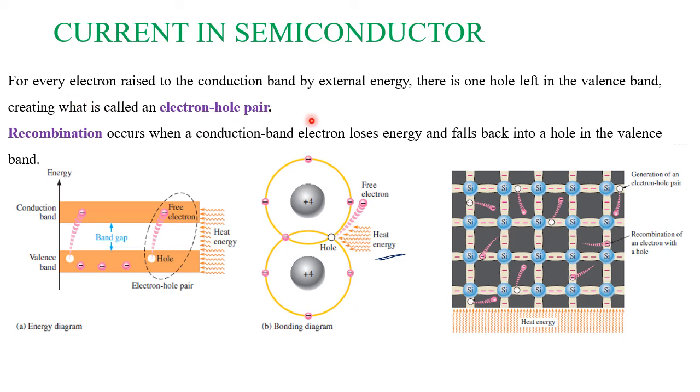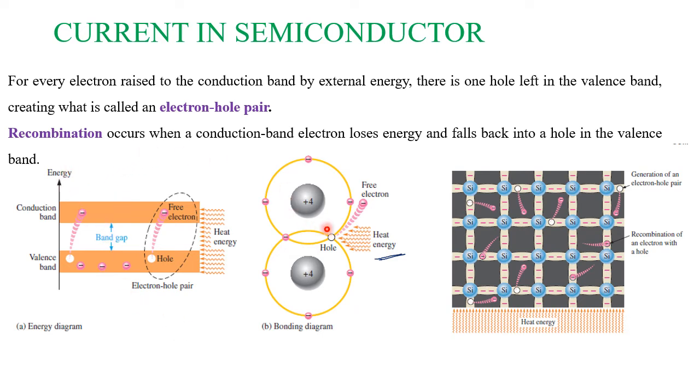So at the end of this process, we have an electron hole pair. There is one free electron and there is one hole. So that is why we are saying that for every electron raised to the conduction band, there is one electron hole pair. Okay, all right. So then the next term is recombination.